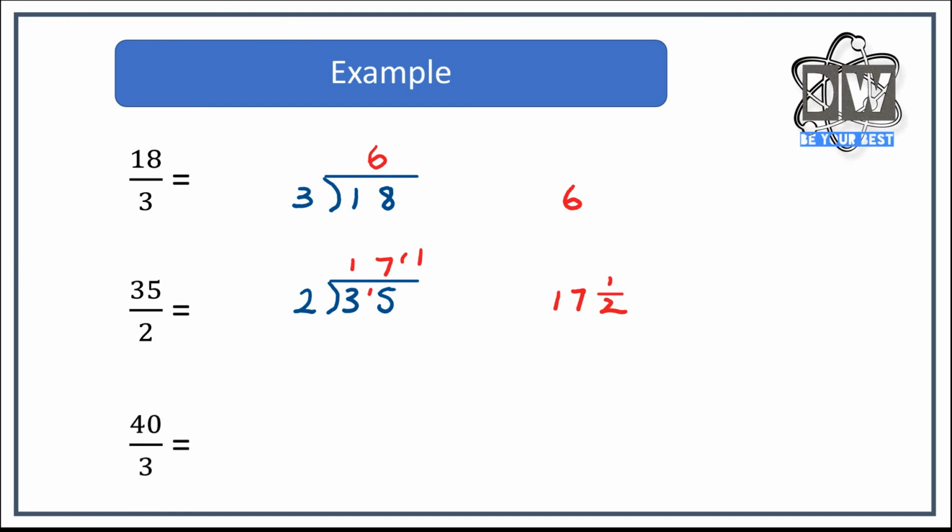Next up, and last one before we move into the quiz, what's 40 over 3 as a mixed number? So here we go, we've got 40 divided by 3. How many 3's go into 4? Well, there's 1, remainder 1. So now we're left with how many 3's go into 10? Well, hopefully we know there's 3 with 1 remainder. So we end up with 13 and 1/3.